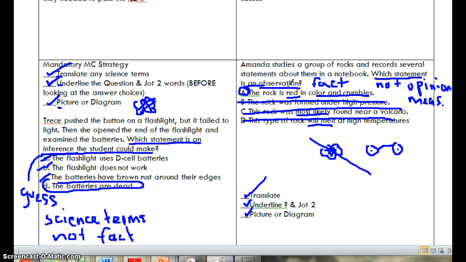Okay, make sure you set up your computers for today, and remember, an observation is a for sure fact or a measurement. An inference is a guess based on what you just saw. Good luck.